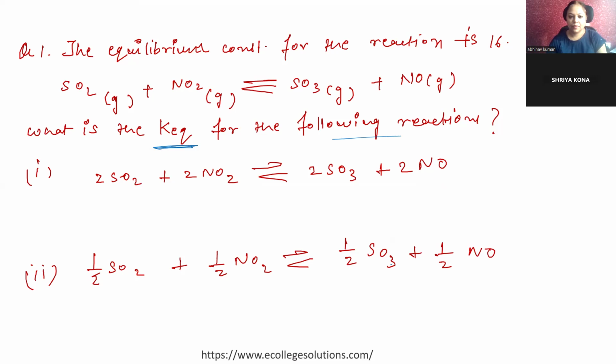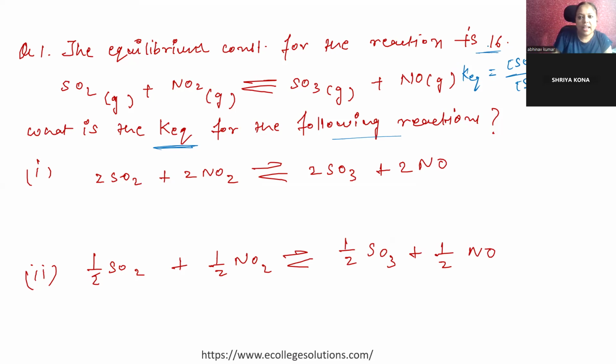Wouldn't it be the same? No, I'm telling you. First, I will tell you, second, you will do. Now, first, you need to write K equilibrium for this reaction. It will definitely be the products, SO3 and NO, over the equilibrium concentrations of SO2 and NO2, right? This will be the K equilibrium.